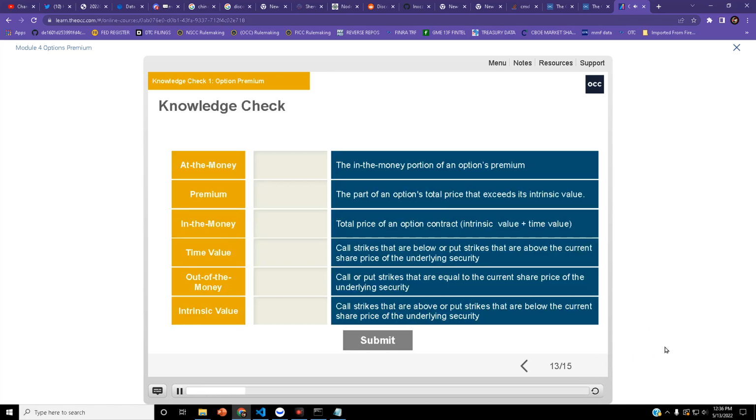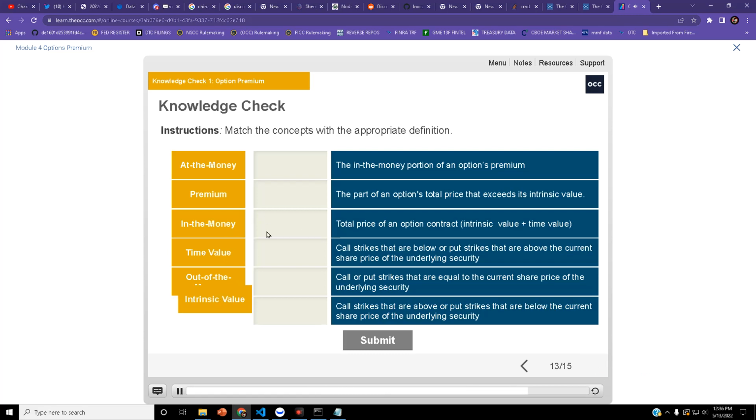Let's take a moment to make sure that you have understood some of the concepts we have covered so far. Follow the instructions on the next few slides to complete the module.